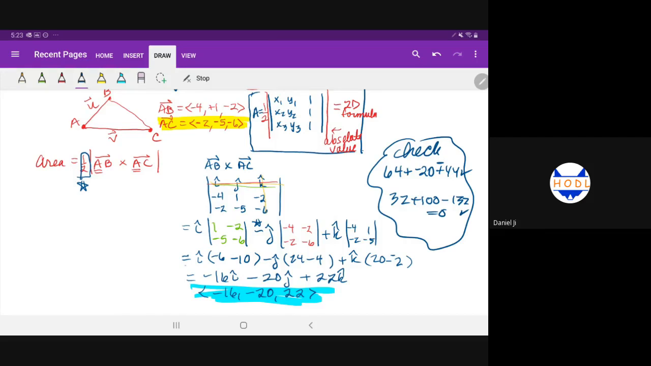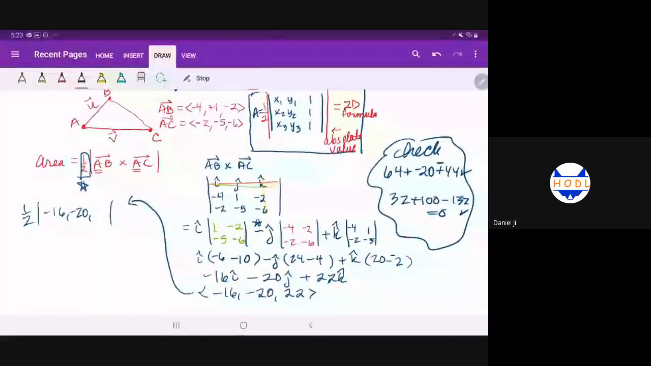Okay, so you want to be able to check it in a different way if you can. Now, we're almost done, right? So I'm going to go back up, kind of put this over here, right? So it's 1/2 the magnitude of the cross product. Now, because I just made up these numbers, of course, they're very big.